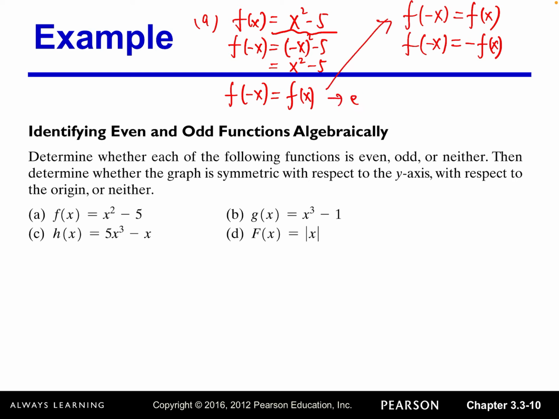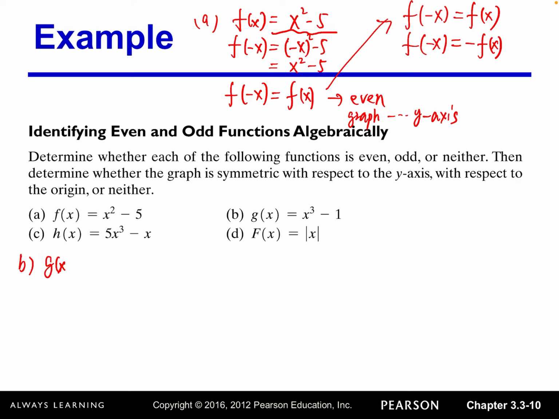So the function is even, which also means the graph must be symmetric with respect to the y-axis. Okay, I just write a short note, you know what I mean? The graph must be symmetric with respect to the y-axis. Okay, that's the A part. Let's look at the B.